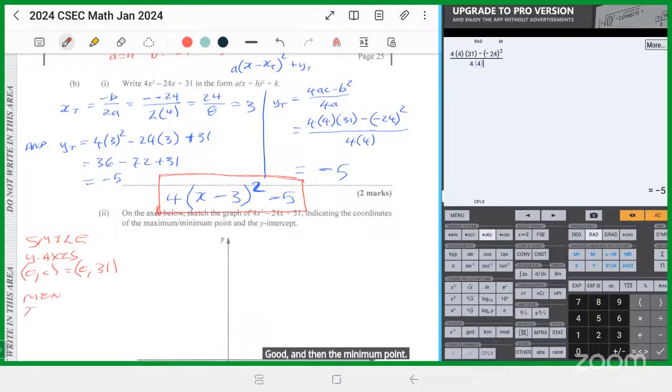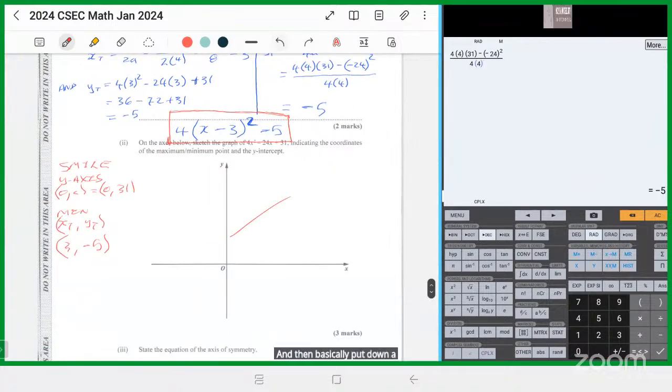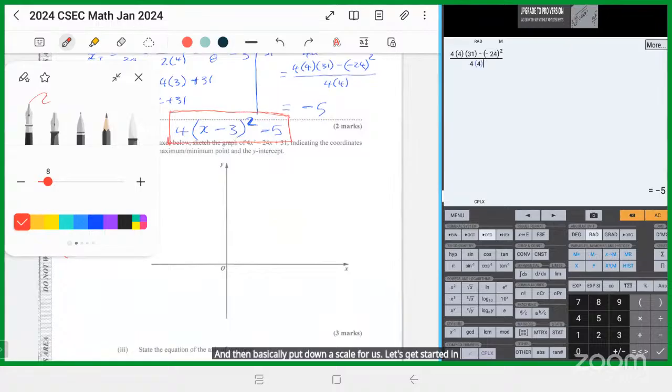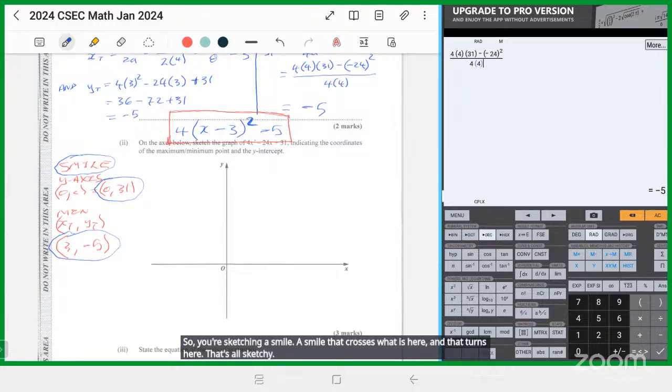And then the minimum point is xt, yt. In this case, it is 3, -5, isn't it? So the turning point is at 3, -5. And then basically put on a scale for us. Let's sketch it out in blue. So we're sketching a smile that crosses the axis here and that turns here.